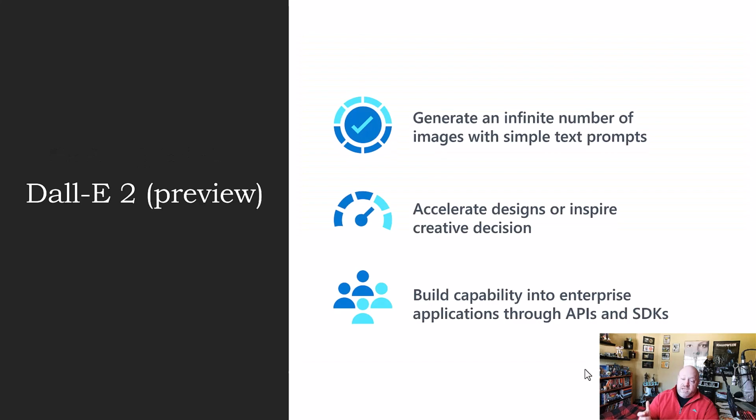Now, I didn't want to not mention Dall-E, because although Dall-E is something that a lot of people will talk about, it is not generally available. You do have to get special permission to leverage it. It isn't available in preview, though. It does generative image creation. So it generates an infinite number of images with very simple text prompts. And I showed you the white Siamese cat at the beginning. It accelerates designs or inspires creative decisions, builds capability into enterprise applications through an API and SDK, just like all of the others do.